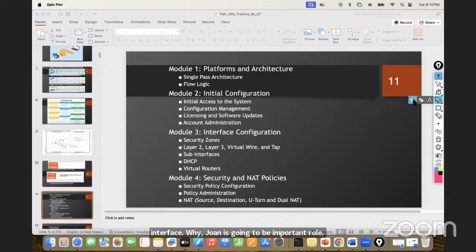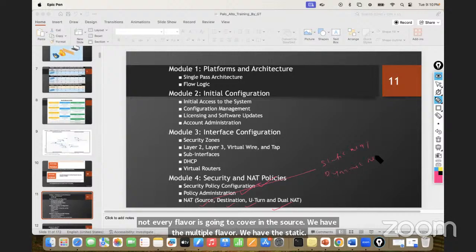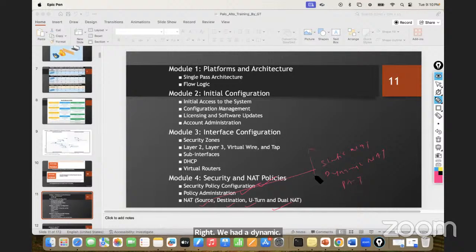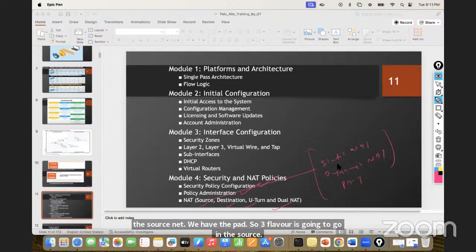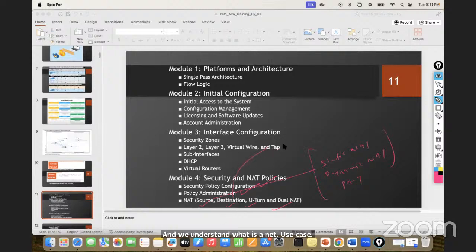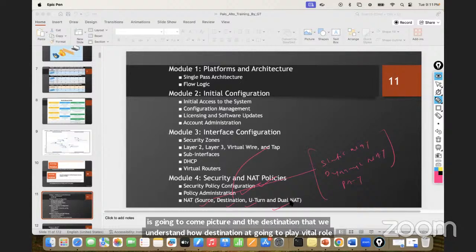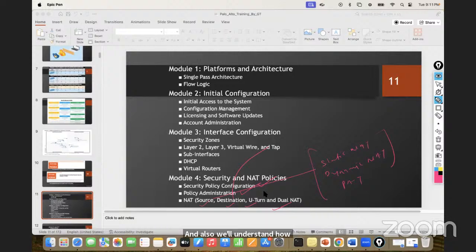Once we have the zone level configuration, we discuss the security configuration and security policy administration. We discuss source NAT, destination NAT, U-turn NAT, dual NAT. Every flavor of NAT is going to be covered. In the source NAT, we have multiple flavors: we have static NAT, we have dynamic NAT, and we have PAT. So three flavors come in the source NAT, and we understand the NAT use case and why NAT comes into the picture. For destination NAT, we understand how it plays a very vital role here, why U-turn NAT is there, why dual NAT is there, and the key concept of that NAT. And also we'll understand what the policy configuration looks like, and what the step-by-step policy configuration is going to be. I'll show you in the next class.